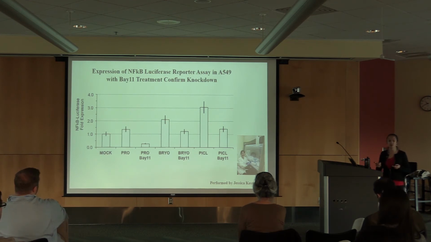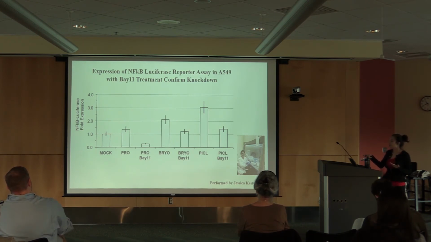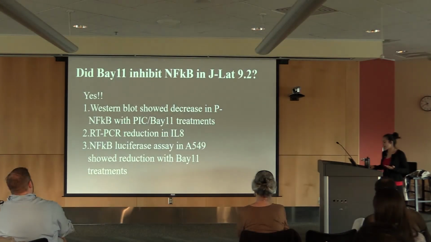She used two different positive controls, prostratin and bryostatin. Both of them activate NF-kappa B specifically. And then she also looked at poly-IC low molecular weight. And as you can see, with the Bay11 treatments, she is getting reduction.